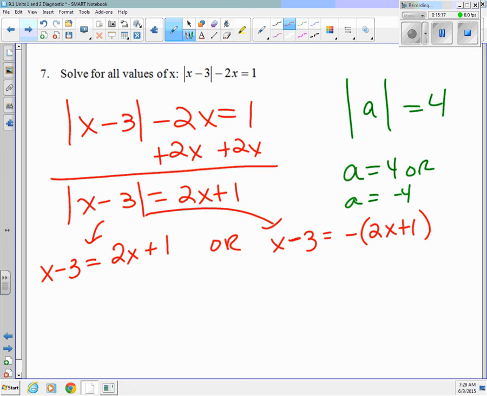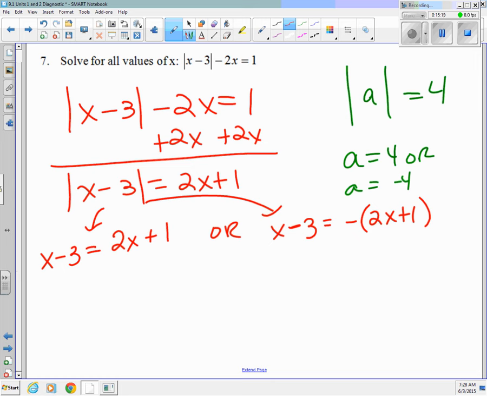So now we can solve each equation for x. So this should be very quick. Let's see. I'll subtract x from both sides here. I get negative 3 equals x plus 1. Subtract 1. I get x is negative 4.